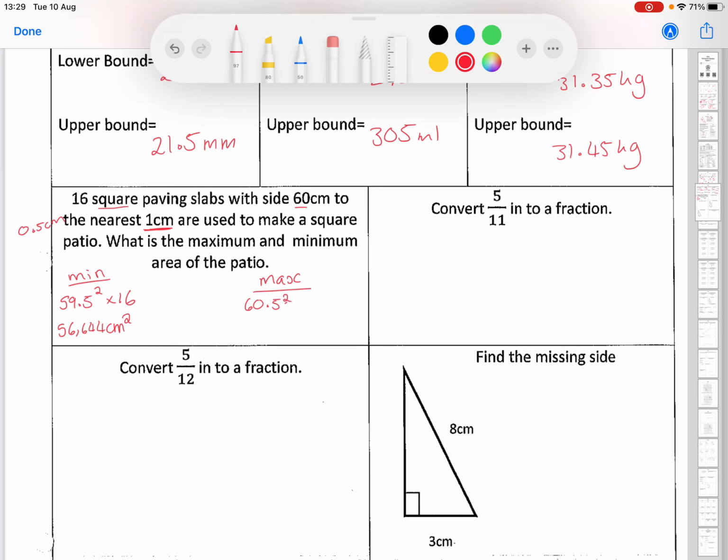And then to get our maximum, we want the upper bound, so 60 to the nearest centimeter, the upper bound is going to be 60.5 centimeters, and we're going to square that and then times by 16, so we've got 16 of them. So we've got 58,564 centimeters squared.